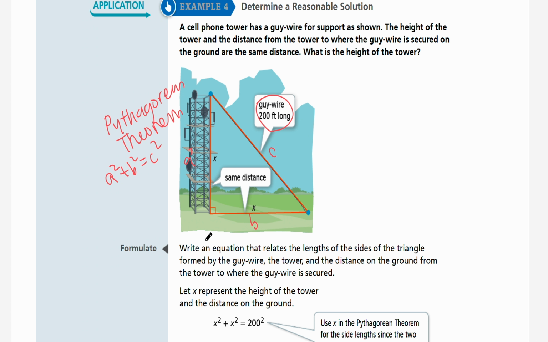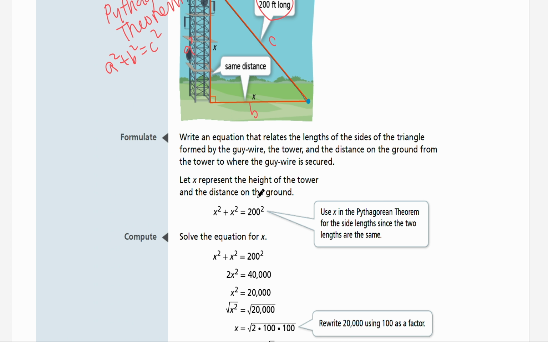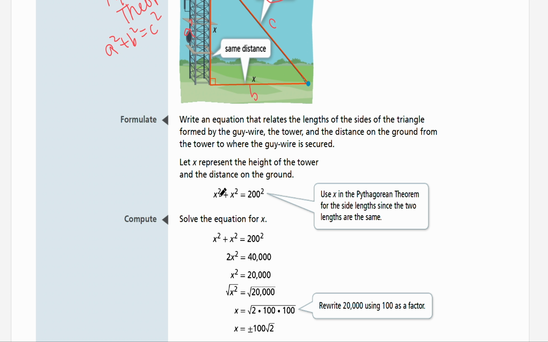So that means we can set up an equation where x squared plus x squared, which is the same, right, is equal to 200 squared. So write that equation, and then you can solve for x because that would be your height of the tower. These are like terms. You can have 2x squared is equal to 200 squared, which is 40,000, and then divide by 2 on both sides.